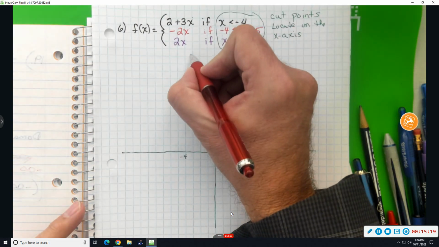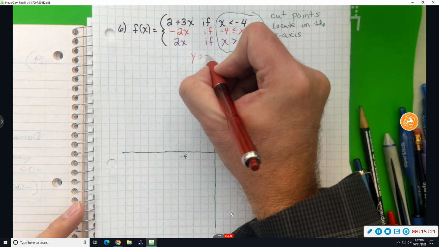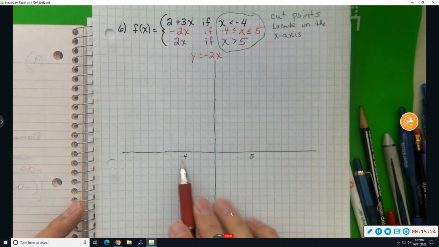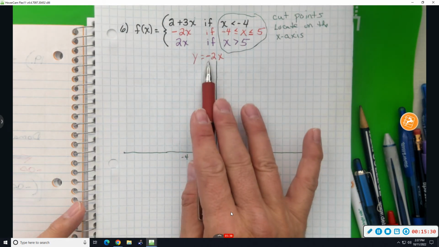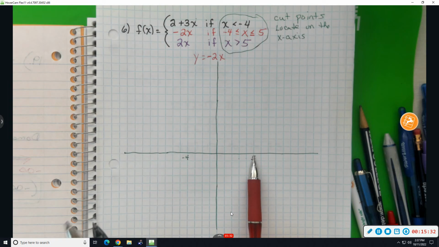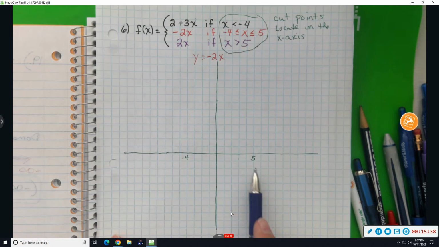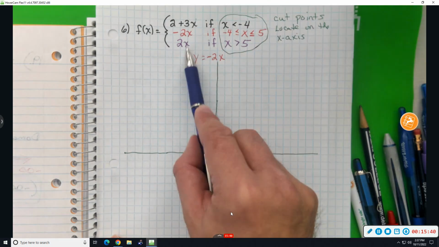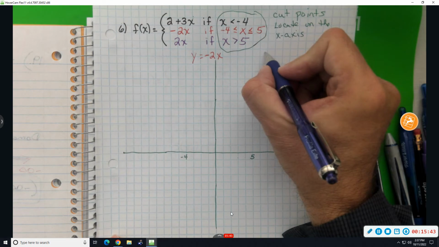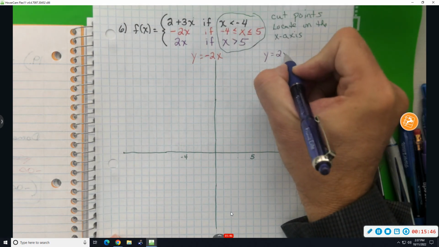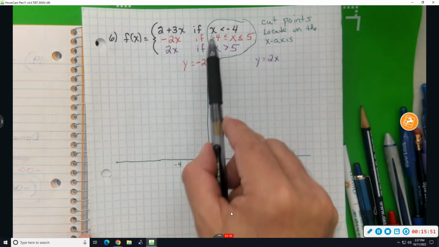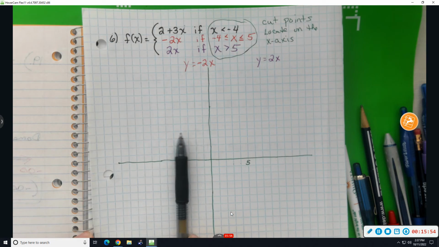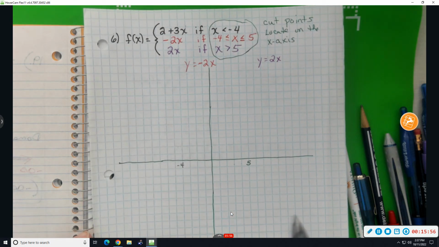And I'm just going to write y equals rather than f of x. What I'm trying to say is between -4 and +5, we're going to graph y equals -2x. Now, for x is bigger than 5, what would we have for x is bigger than 5? The black one or the purple one? Purple. I'll write y equals 2x right here. And I'm not sure why I'm doing the black one last. X is less than -4. That would be to the left of -4. 2 plus 3x.